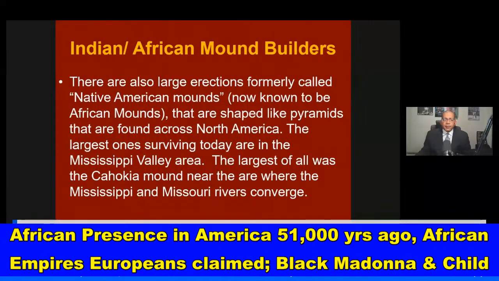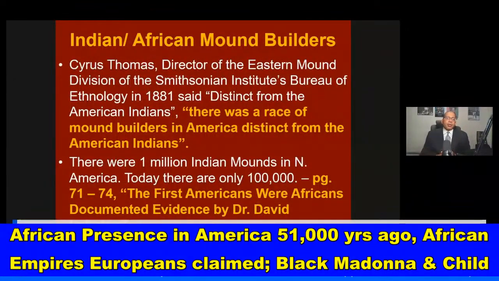Missouri rivers converge. Now, Cyrus Thomas, director of the Eastern Mound Division of the Smithsonian Institute's Bureau of Ethnology in 1881, said, quote, there was a race of mound builders in America distinct from the American Indians, end quote. There were 1 million Indian mounds in North America. Today, there are only about 100,000. If you read pages 71 through 74, The First Americans Were Africans, documented evidence by Dr. David Imhotep, he talks about these mounds.